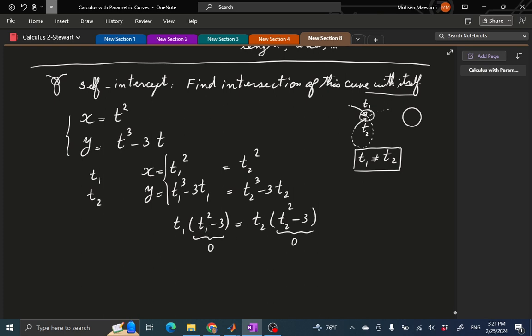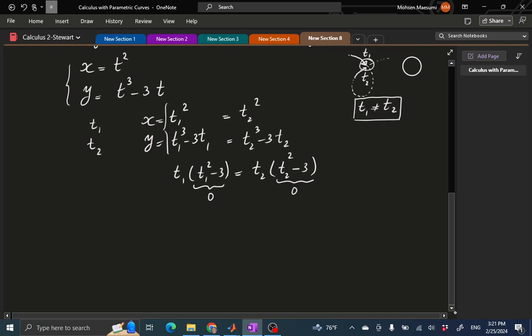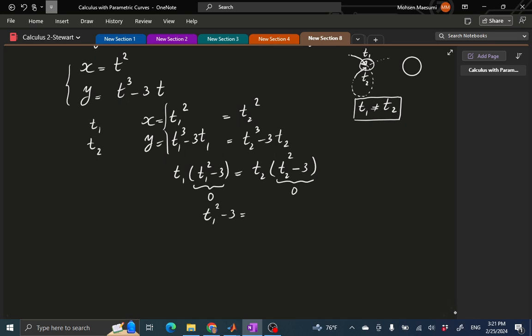The two squared-minus-3 quantities are the same form, so this quantity times T1 cannot be equal to T2 times the same quantity unless this quantity is 0. That's a crucial observation here. When we set them equal to 0, T1 squared minus 3 is equal to 0, which gives us two roots, plus or minus radical 3. The same thing applies to the other one: T2 is plus or minus radical 3.